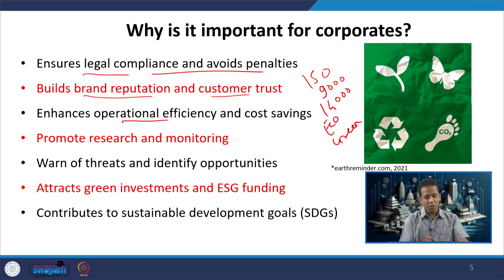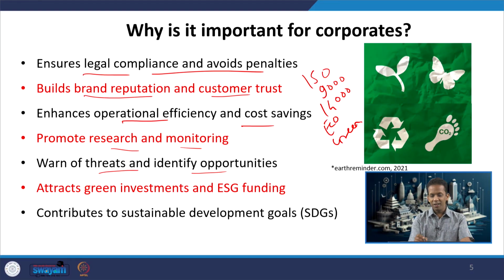It helps to enhance operational efficiency and make cost savings. It helps to promote research and monitoring, because if the environmental management factor is included in the company's culture, they would keep on monitoring their emissions and keep on exploring innovative ways to reduce those emissions. So, it would promote an R&D culture. It helps to warn of threats and identify opportunities. If there is a monitoring system in a company, then some new threats and some new opportunities might be identified if there is an environmental management system in the company.